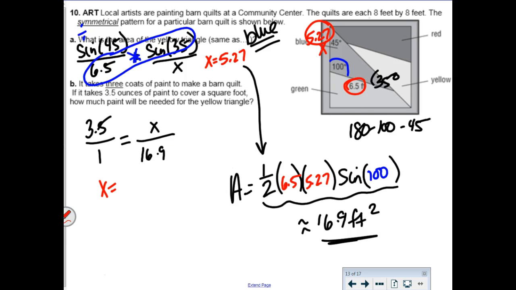So cross multiply, there's no dividing, so just cross multiply that, and you get, is it 59-ish? Okay, so it's about 59, but then remember you got 3 coats of paint. So you're going to say about 178-ish. I did a lot of rounding there. Sorry about that. All right.